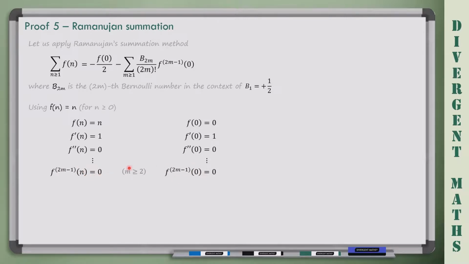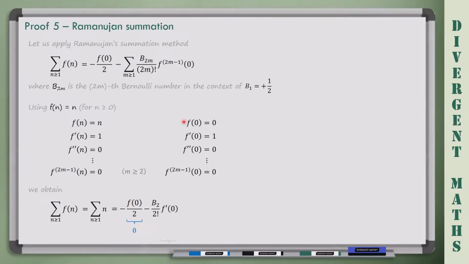And that formula is valid for any value m greater or equal to 2. So therefore we obtain the sum of fn, which, by replacing fn with n, is the sum from n equal 1 of n, minus f0 over 2 minus b2 over 2 factorial f prime at 0. So in other words, only the first derivative is not equal to 0. Here it is. So now we can plug in the values.